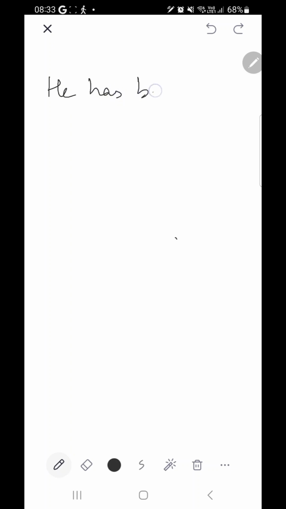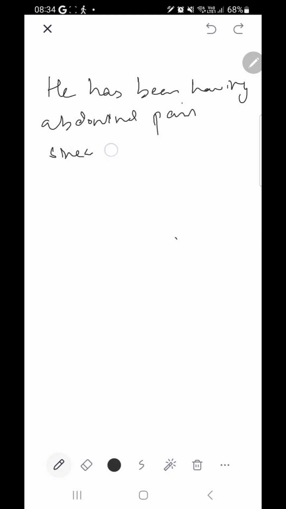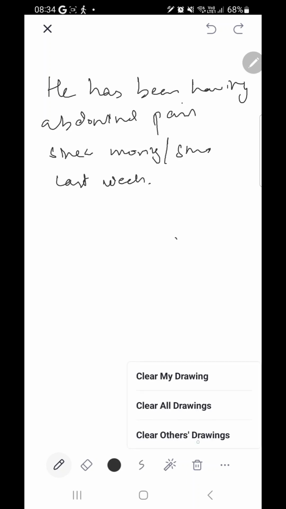he has been having abdominal pain since morning, since last week, since last month, right? And so on can be used with since when we know the start of time, right? And we have to use for when we have to write it down.